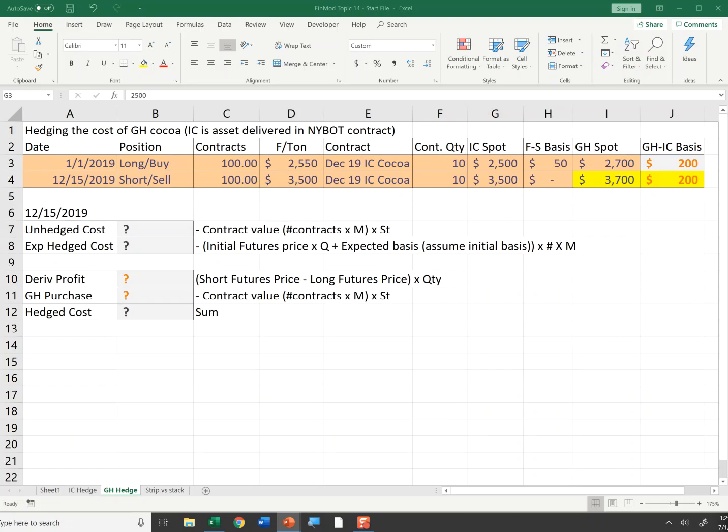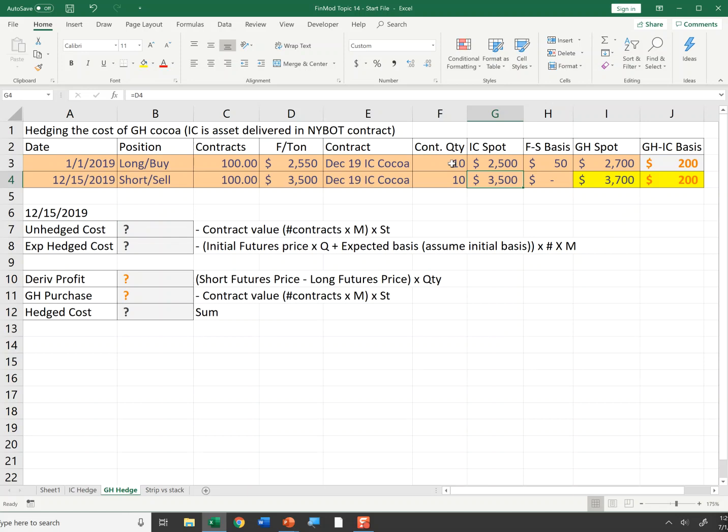So we're just looking at an example here. Say on January 1st, 2019, Hershey goes long 100 contracts, each contract for 10 tons of cocoa at a futures price of $2,550 when the spot price of Ivory Coast cocoa is $2,500. And then prior to maturity, they're going to unwind that futures contract by going short, and we'll say the futures price jumped up to $3,500. The futures and the spot price of Ivory Coast cocoa have jumped up to $3,500.